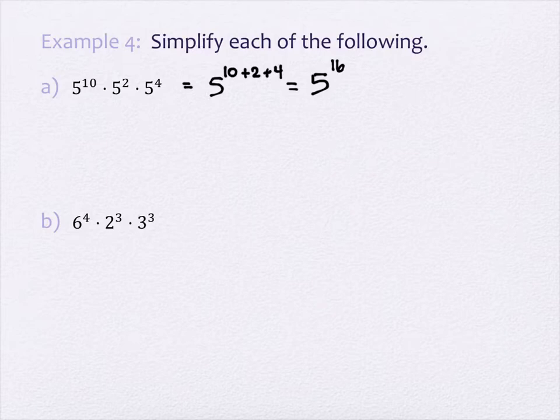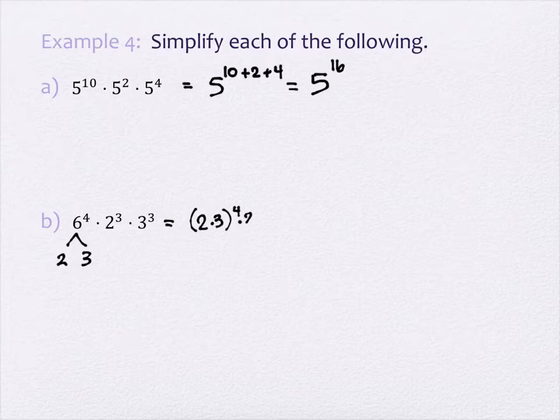Now, on the next one, there are two different ways you can handle it, and they're both equally good. One way you can handle it is that you can break the number 6 apart. So how does 6 break apart if you factor it? 2 and 3, right? 2 times 3 is 6. So if we think about it like that, this would be 2 times 3 to the power 4 times 2 cubed times 3 cubed. And then what do you suppose we can do with this power 4? Yeah, we can distribute it.